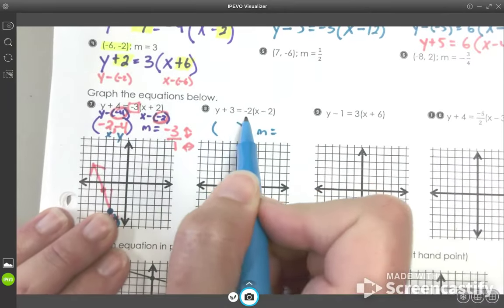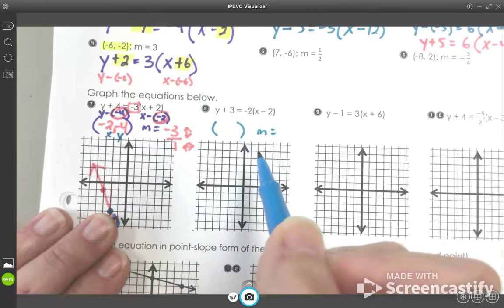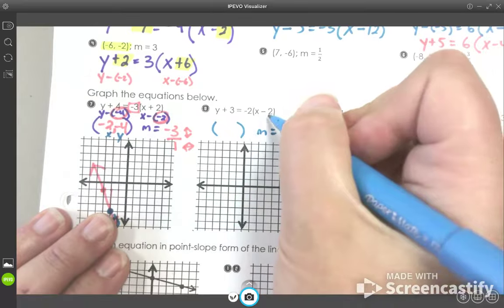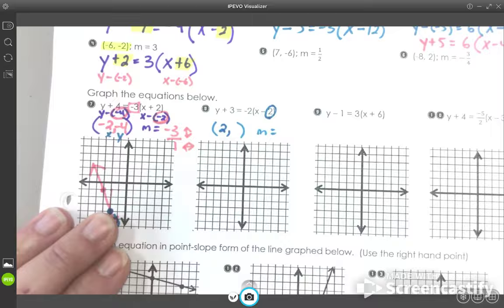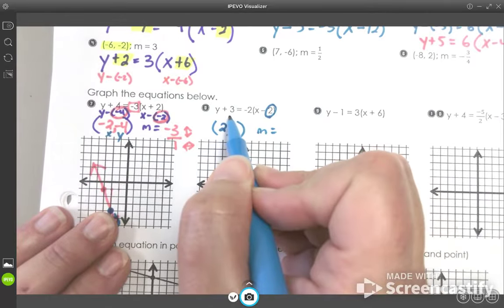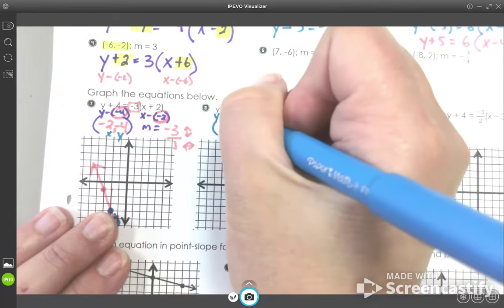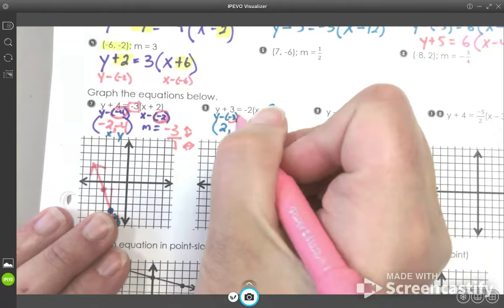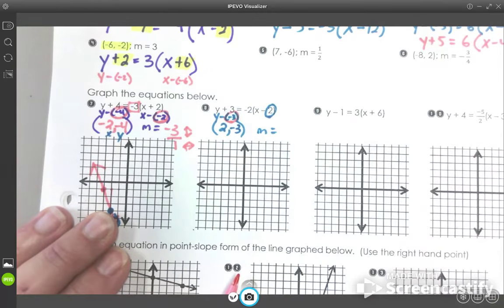So y plus 3 equals negative 2 times the quantity x minus 2. What's my x coordinate? 2 or negative 2? 2. Because after that minus sign is my x coordinate. So it is a positive 2. What's my y coordinate? 3 or negative 3? Negative 3. And again, rewrite it if it helps, especially because these are our notes and this is the first time we're seeing it. That negative 3 from after the minus sign is my y coordinate.